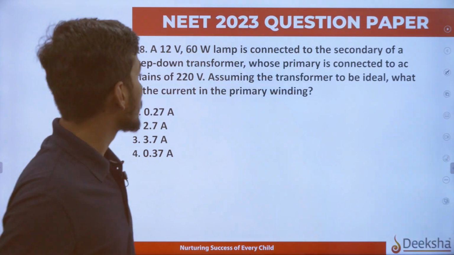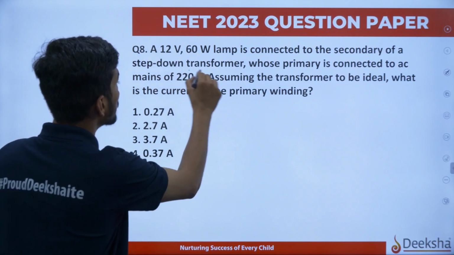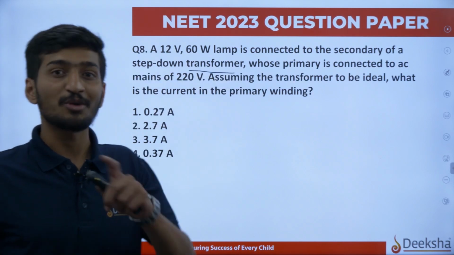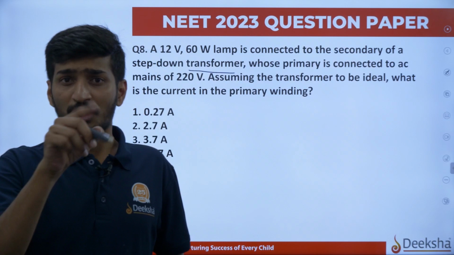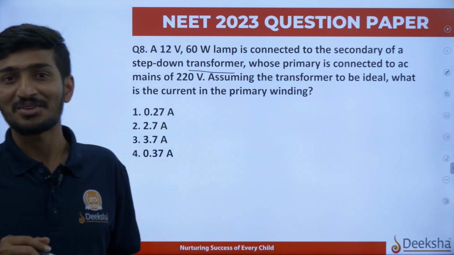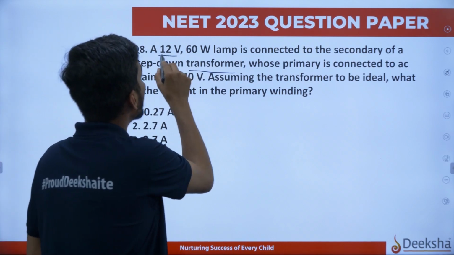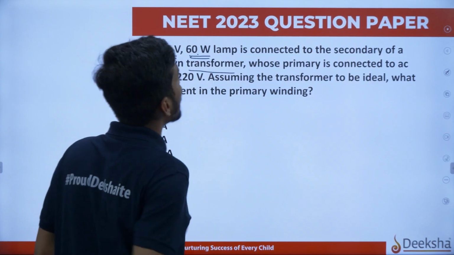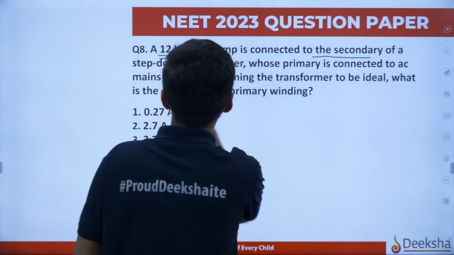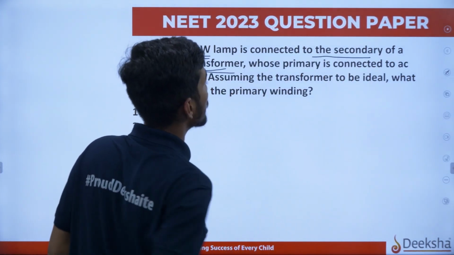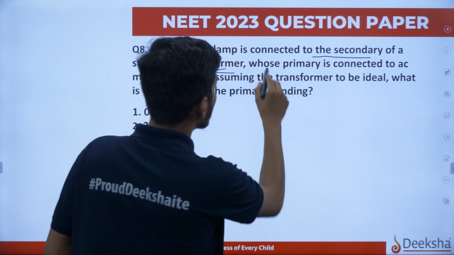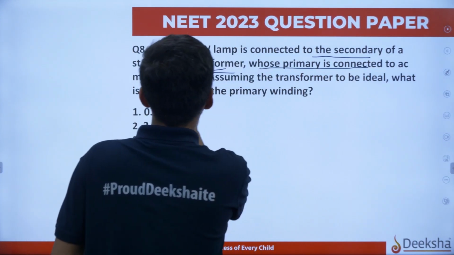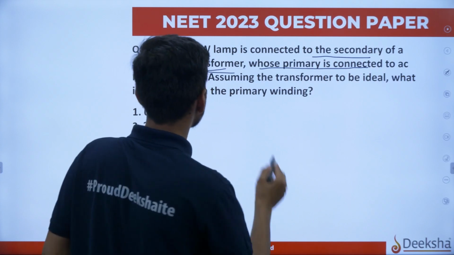Let's move on. So the next question is about transformers. This question is from AC. All of you remember transformers? Okay, let's solve this question. A 12 volt 60 watt lamp is connected to the secondary of a step down transformer, whose primary is connected to an AC mains of 220.